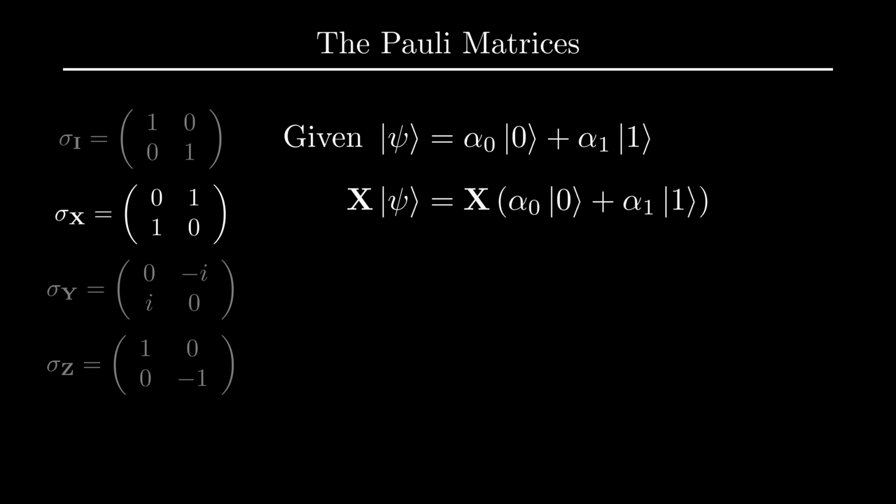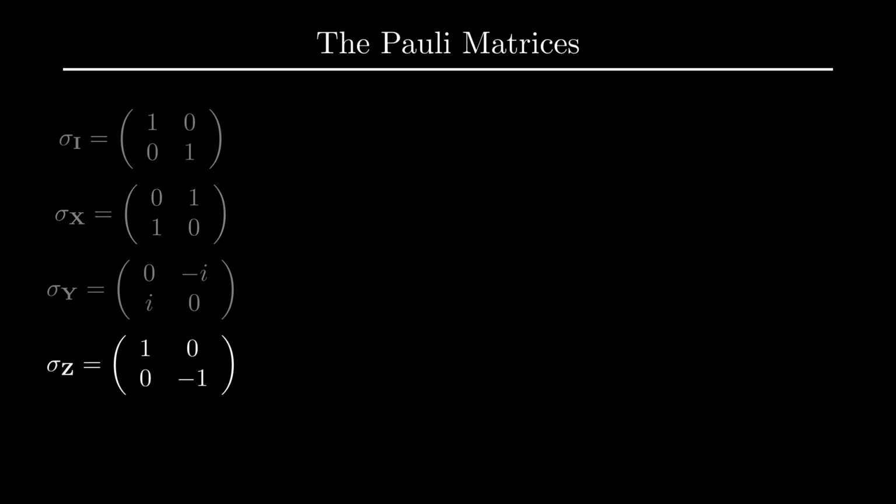As you can see, the effect of the X gate is to exchange the basis states, or to flip the values of the 2 qubits from 0 to 1 and 1 to 0. For this reason, it is commonly referred to as a bit flip gate. Next is the Z gate.